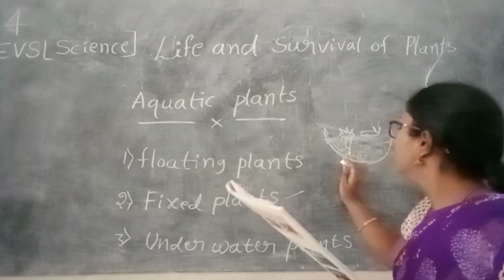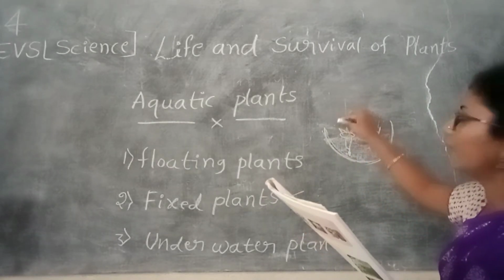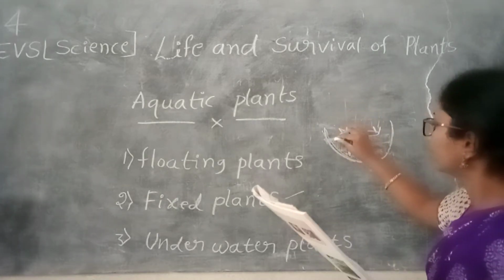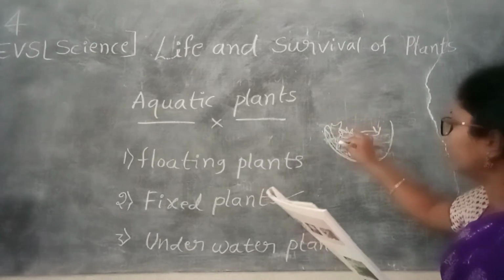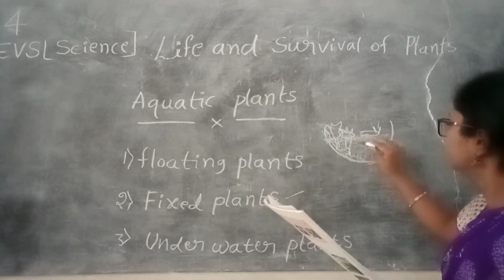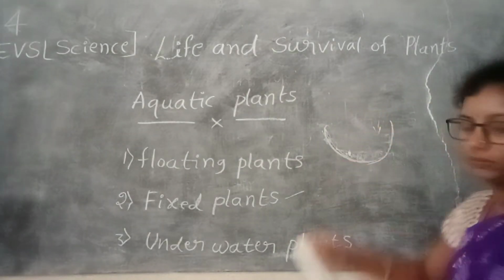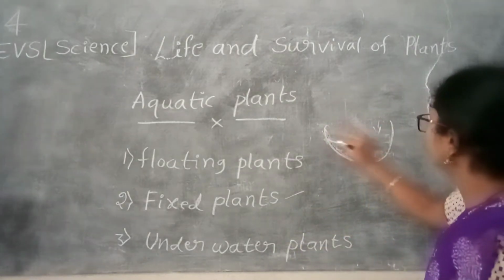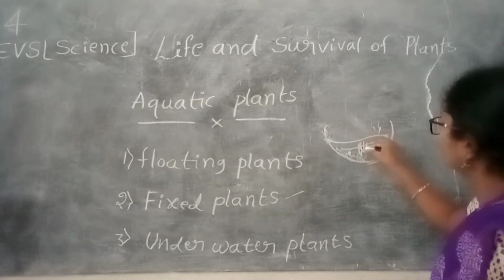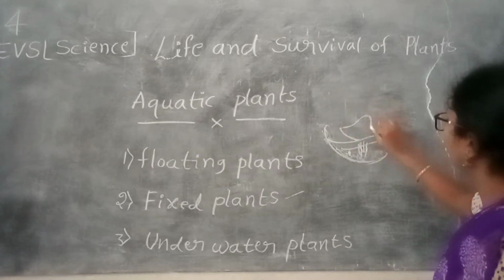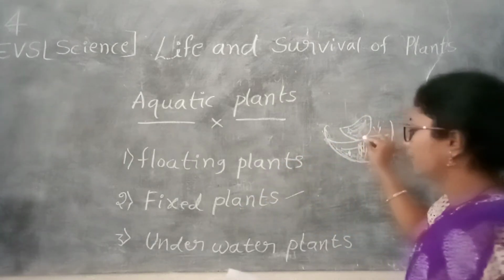These plants have roots that are fixed to the bottom of a pond, but most of their vegetation is above water. Some part is below water, but most of the part is above water. Is it clear? Suppose it is a tree, its other part is above water, like that. Some part is below, at the bottom of the pond, and the other part is above the pond. Such types of trees are fixed plants.